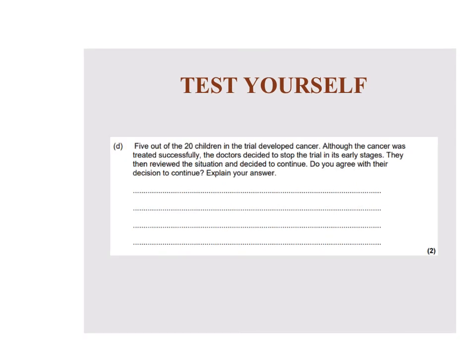Oh, no, this is the last question. 5 out of the 20 children in the trial developed cancer. Although this cancer was treated successfully, the doctors decided to stop the trial in its early stages. They then reviewed the situation and decided to continue. Do you agree with their decision to continue, and explain your answer? So do you agree with the fact that although some of the children developed cancer, the cancer was then treated and the doctors decided to continue the research? Do you think that's a good decision? Why or why not?